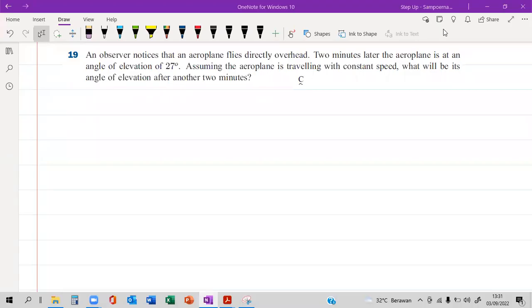An observer notices that an airplane flies directly overhead. 2 minutes earlier, the plane is at an angle of elevation 27 degrees. Assuming that the airplane is traveling with constant speed, what will be its angle of elevation after another 2 minutes?